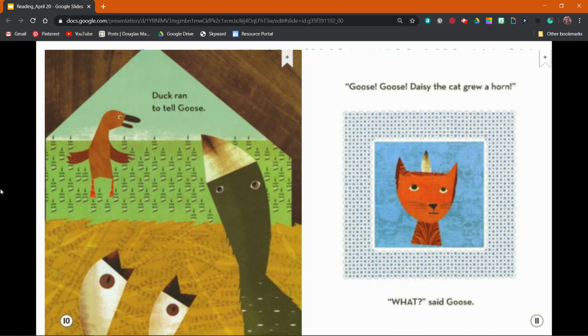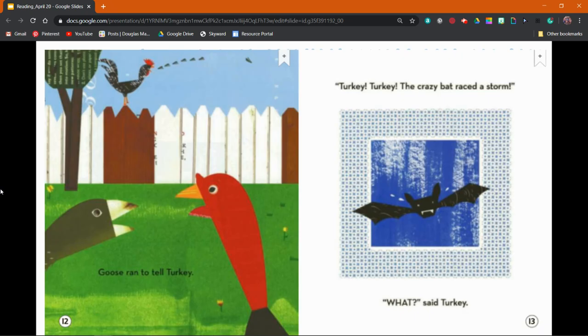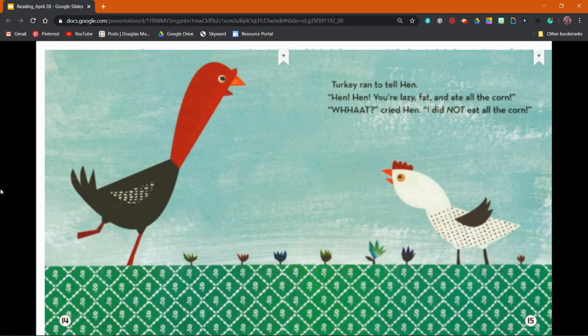Duck ran to tell Goose. Goose, Goose, Daisy the cat grew a horn. What? said Goose. Goose ran to tell Turkey. Turkey, Turkey, the crazy bat raced a storm. What? said Turkey. Turkey ran to tell Hen. Hen, Hen, you're lazy, fat, and ate all the corn. What? cried Hen. I did not eat all the corn.